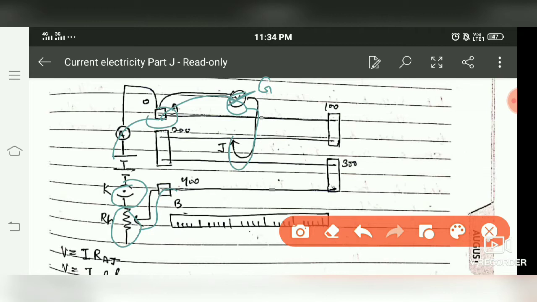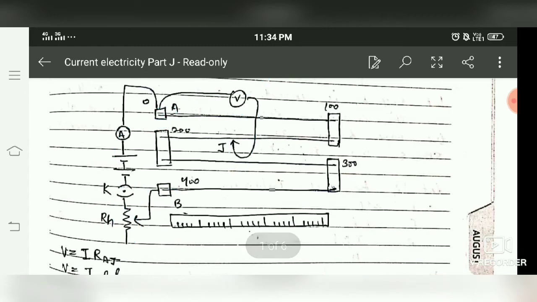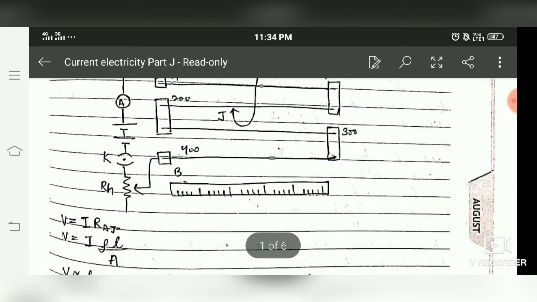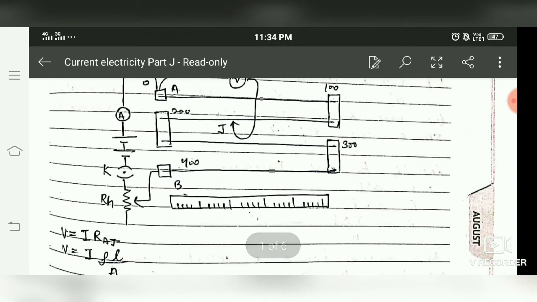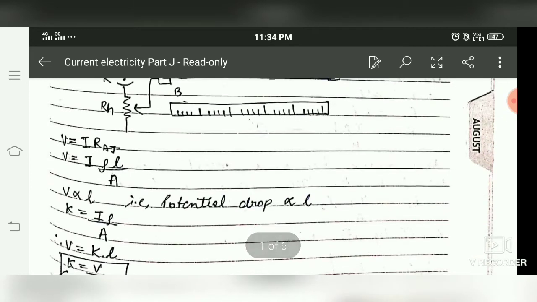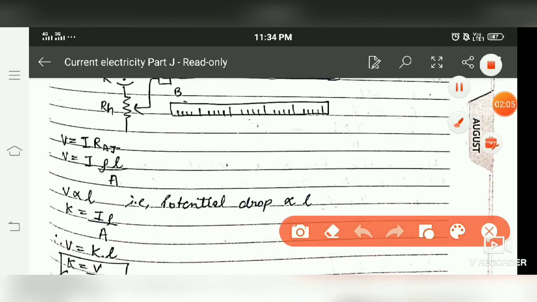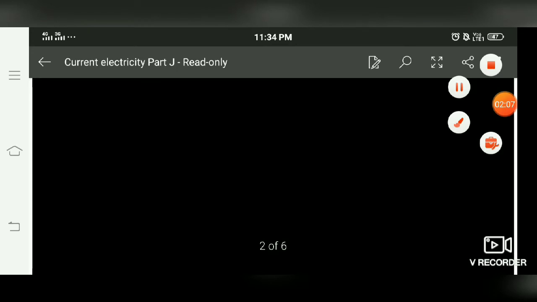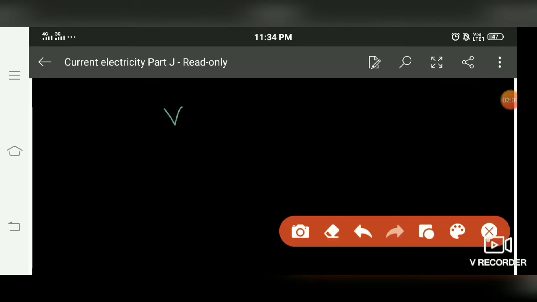So what do we actually do in a potentiometer, and what are its applications? It's based on the principle that when we move a jockey on the wire of a potentiometer, there is a drop of potential which is directly proportional to length. As we know from Ohm's law, V equals IR, where R equals rho L upon A.